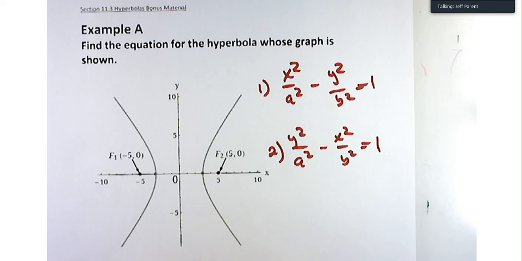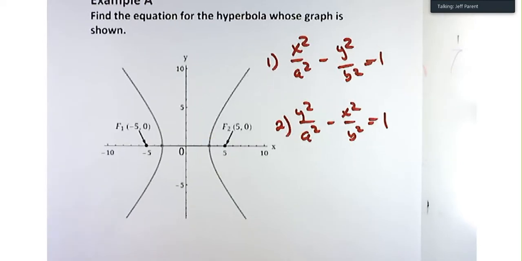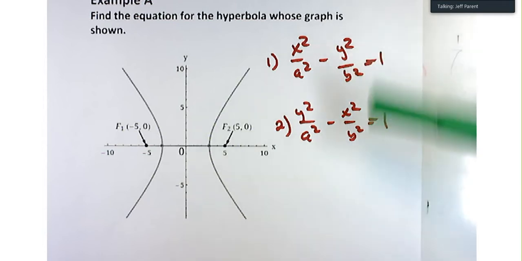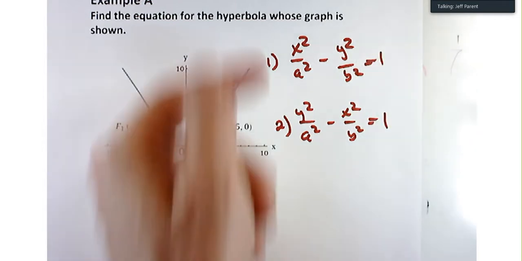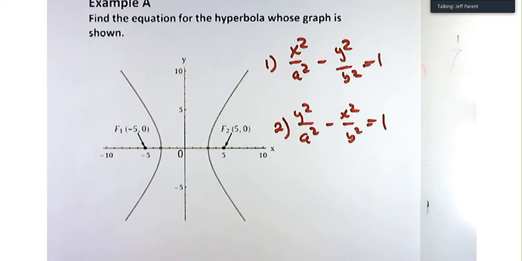So section 11.3, we were discussing hyperbolas, and we're going to do a few more examples of that kind of stuff. This one's asking you to reverse engineer a hyperbola, figure out its equation. Now, I guess the first thing you've got to do is decide which form of the equation it's going to be. Is it going to be the first one or the second one?